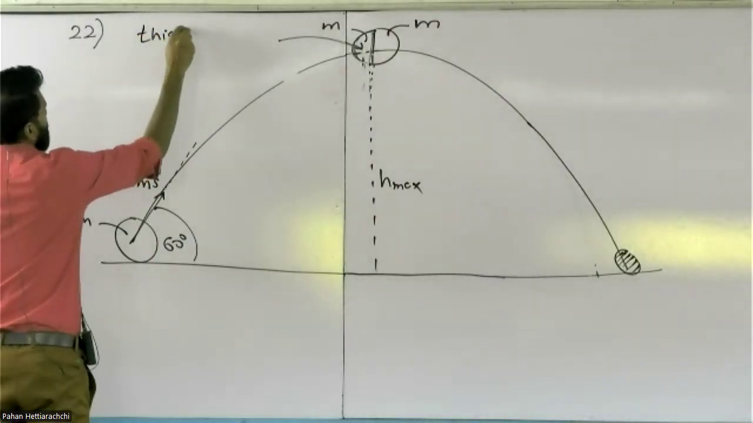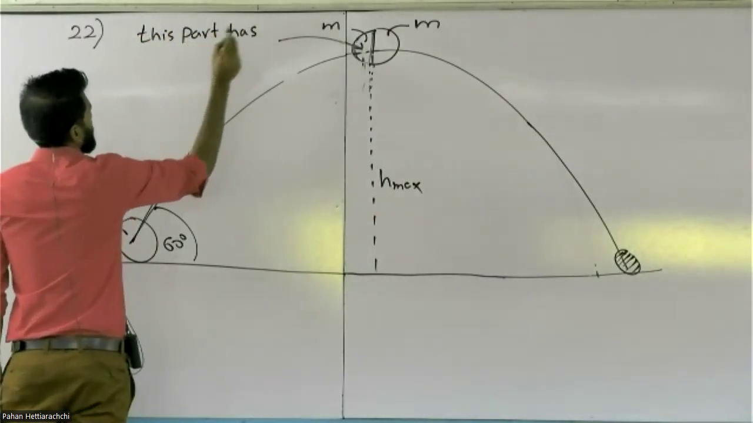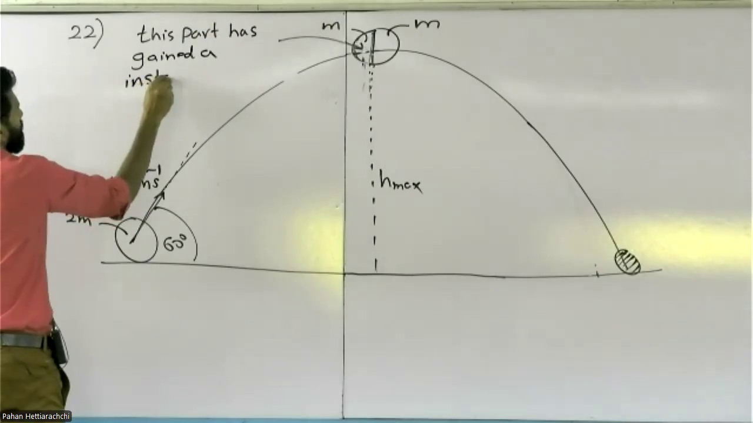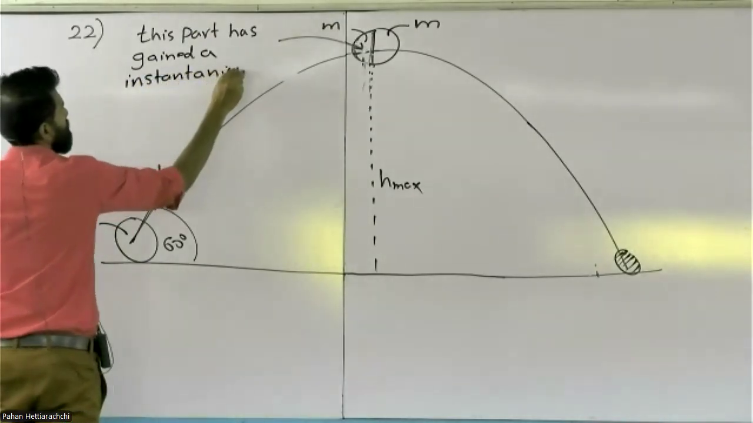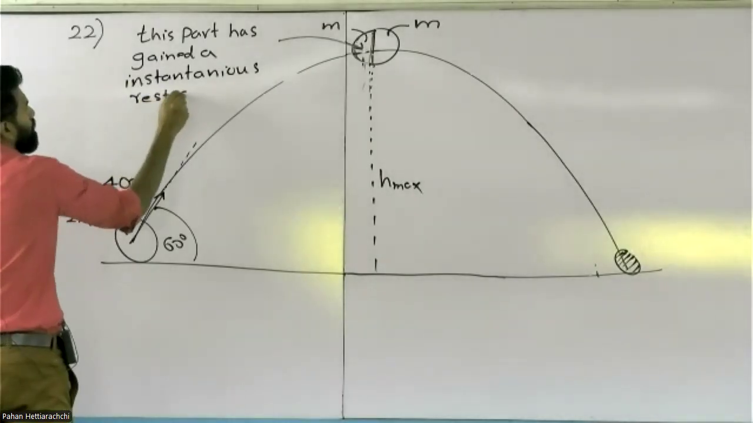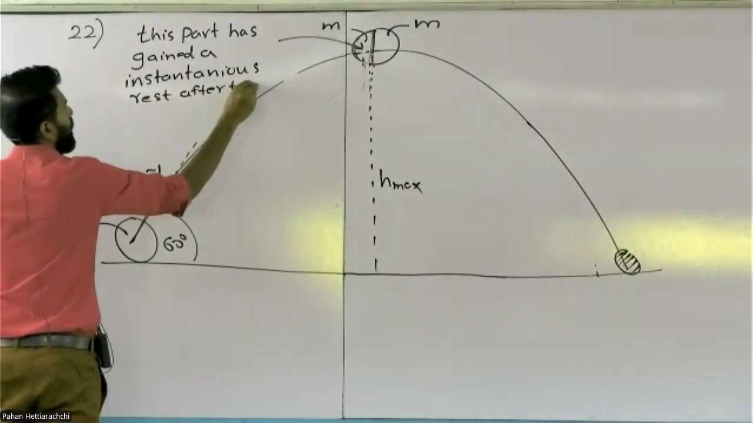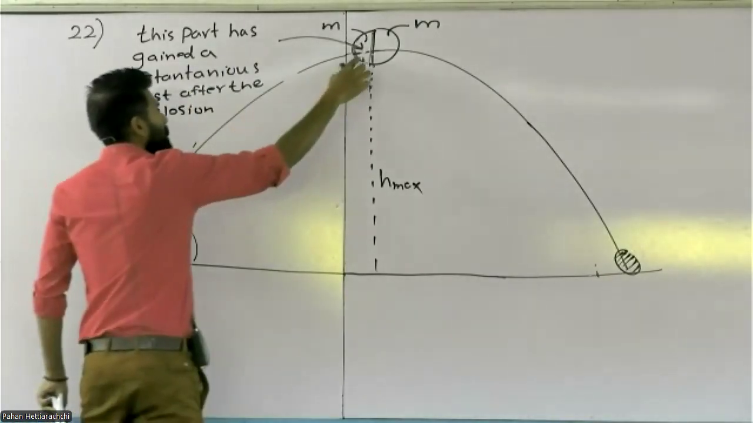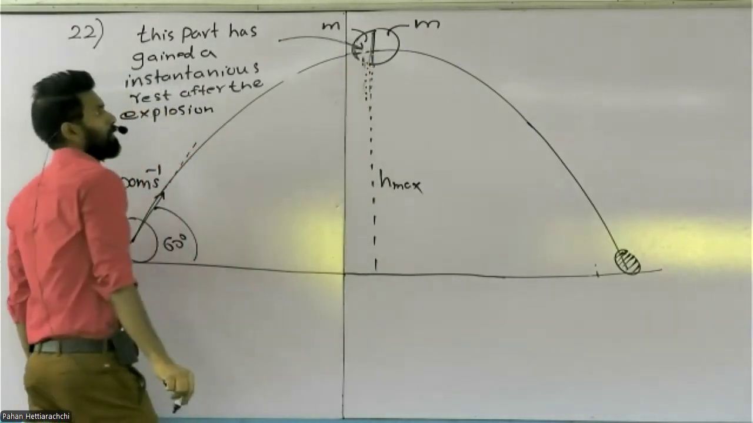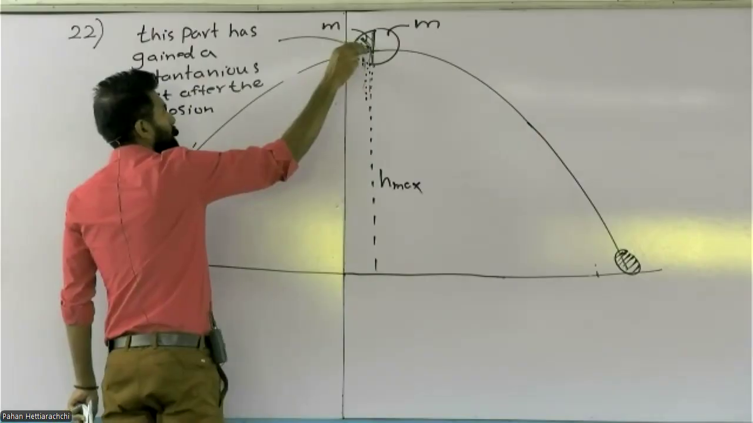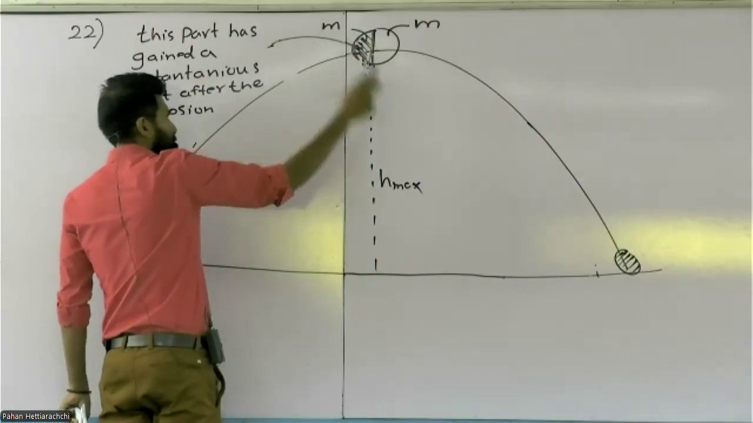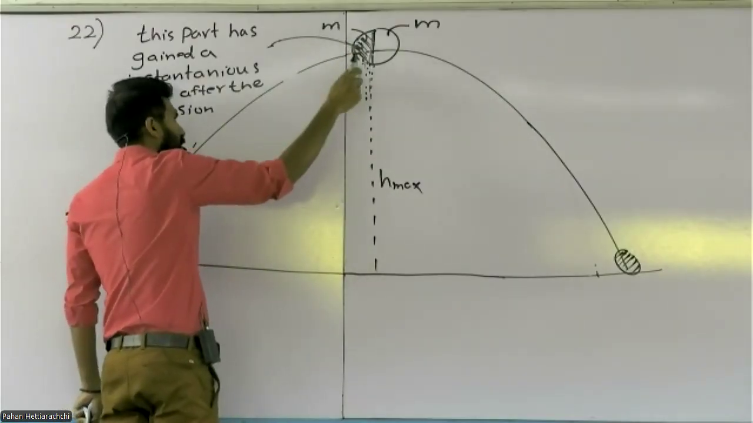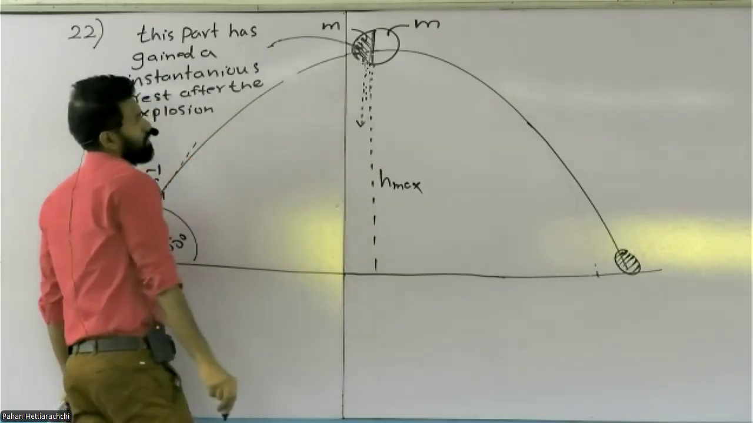This part has gained an instantaneous rest after the explosion. That's why it fell down directly. It can't wait there in space. It has gained instantaneous rest after the explosion, so it can't wait there. It has fallen down. That's what they mean.